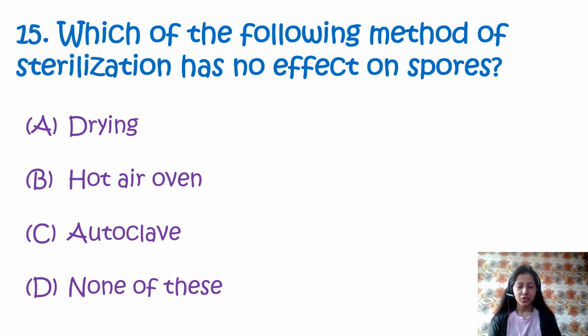Question number 15. Which of the following methods of sterilization has no effect on spores? Option A drying, option B hot air oven, option C autoclave, option D none of these. So actually option A is the correct option, that is drying.